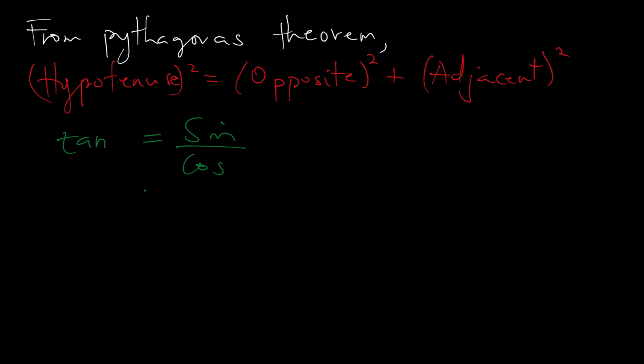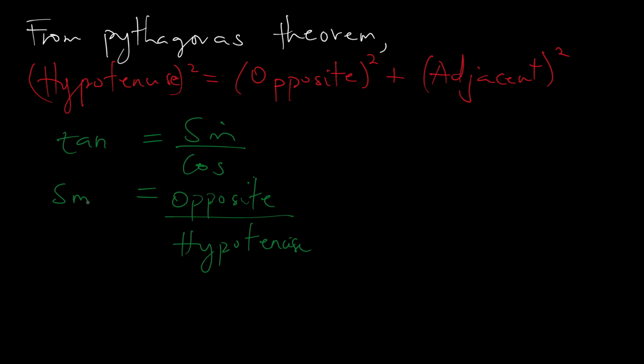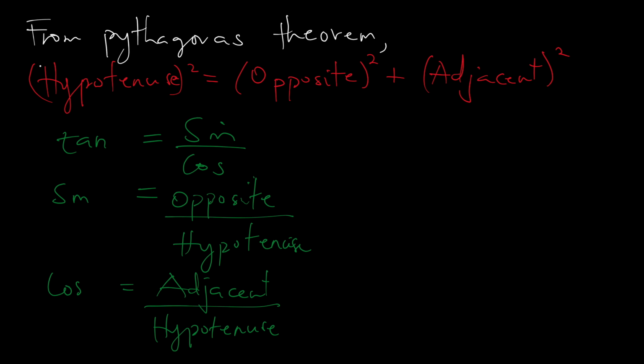Now we know that sine is opposite over hypotenuse, and then cos is adjacent over hypotenuse. And we are saying that tan is equal to sine over cos. So this is sine, which is opposite over hypotenuse.